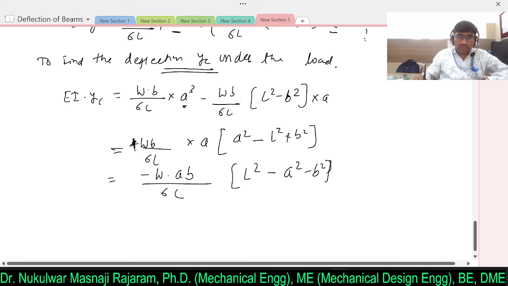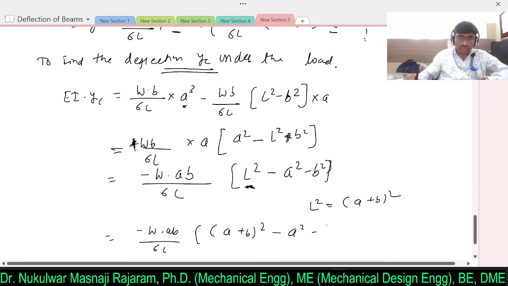Now here if you see minus minus, this will become positive and here again it will become negative as I am taking minus outside. Now you may see that there is L square. Instead of this L square I can write A plus B square. Clear? Because L is nothing but A plus B. So here I will write AB divided by 6L. Now instead of L square I will write A plus B whole square minus A square minus B square.